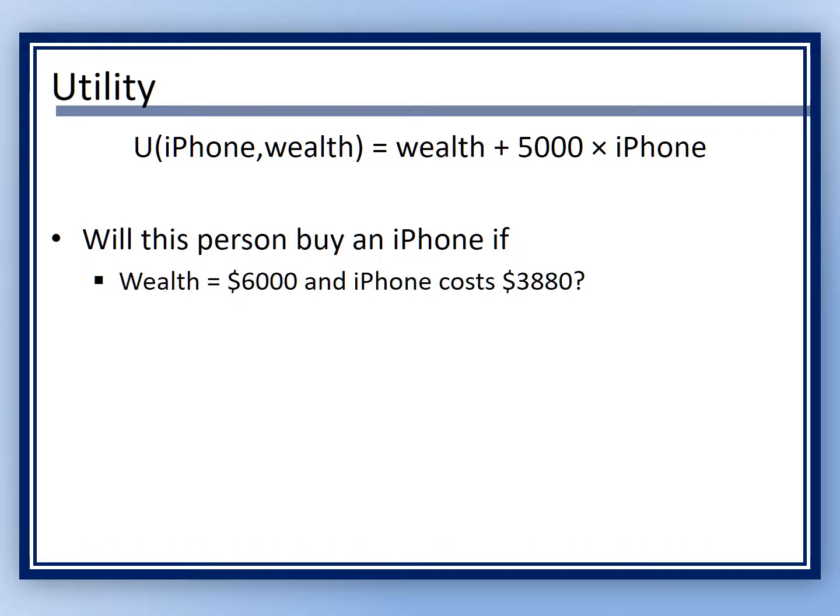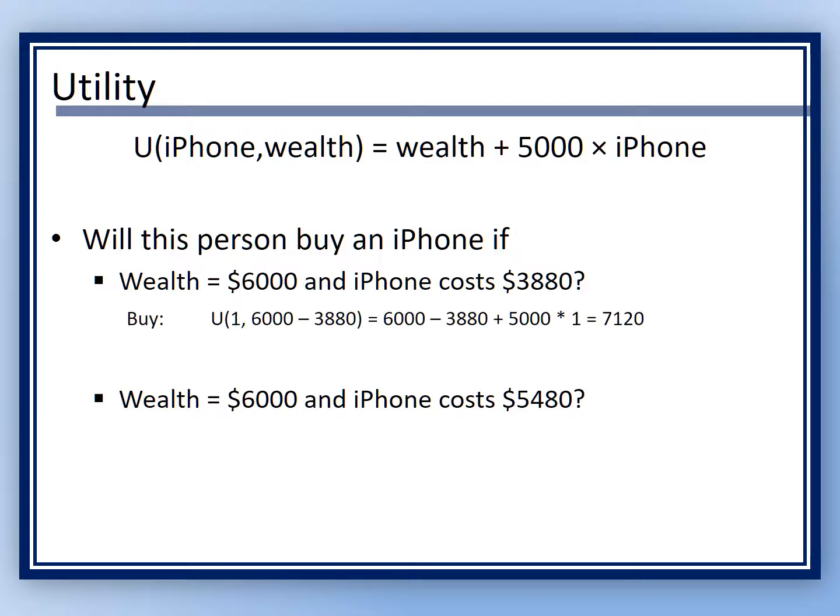Let's say you have wealth equal to 6,000 and an iPhone costs 3,880. And in our case, I have 6,000 and the iPhone costs 5,480. What would the math be like? You have to calculate the utility value if the individual buys the iPhone, which in this case, you see he buys one iPhone, and his wealth goes from 6,000 to 6,000 minus 3,880 because he purchased the iPhone.